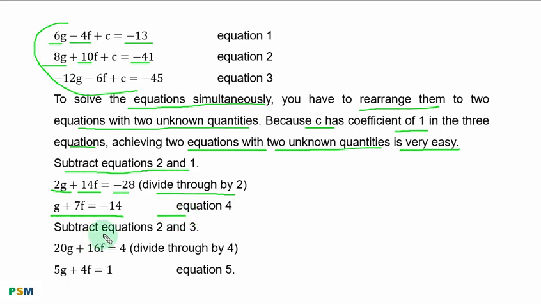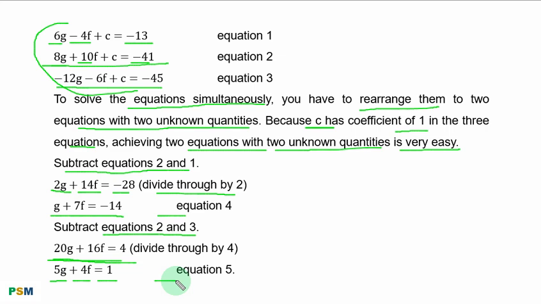Again, subtract equations 2 and 3. Then you have this result. Subtract 2 and 3 the way I did for the first equation, that is equation 4, by subtracting equations 2 and 1. You have this result. Divide through by 4. You have 5g plus 4f equal to 1. Equation 5.